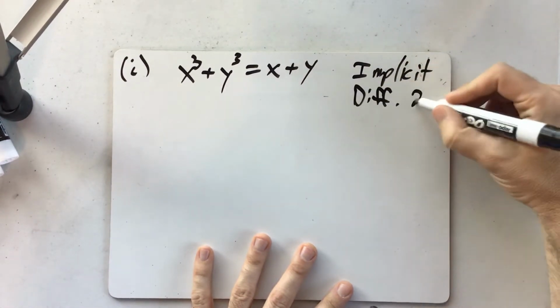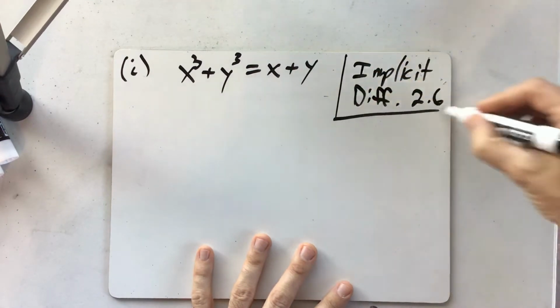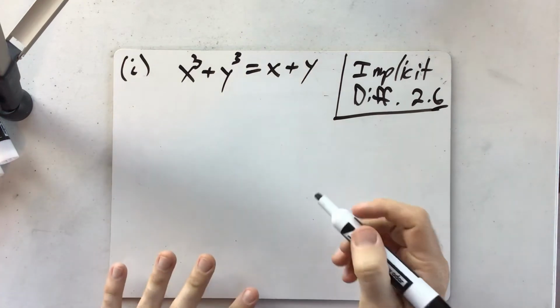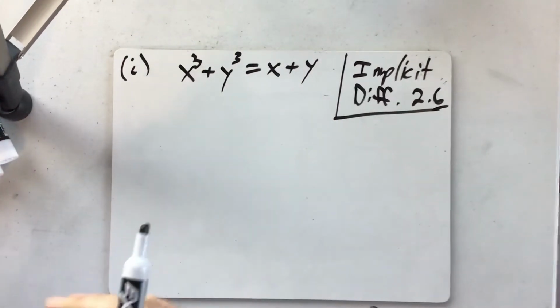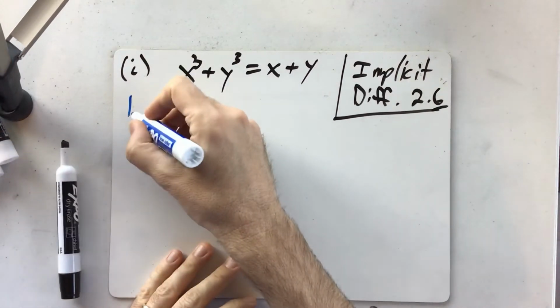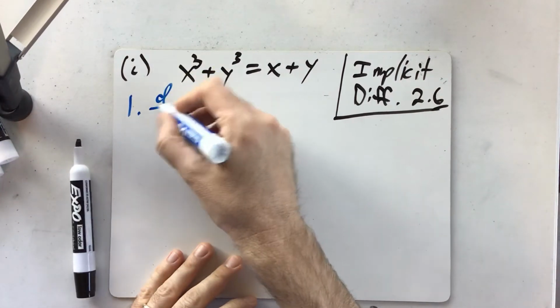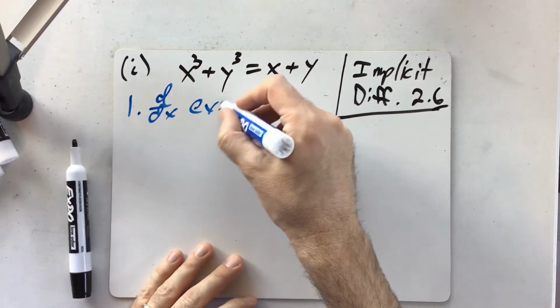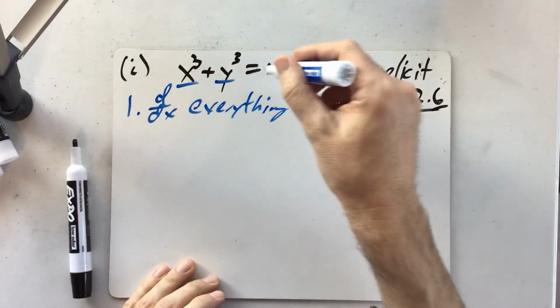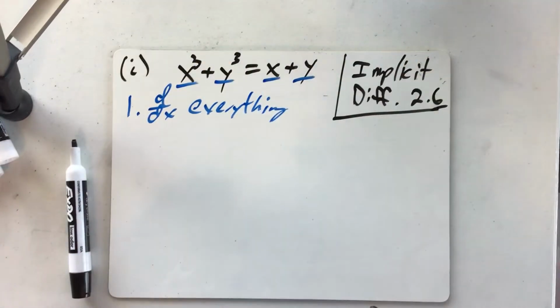Implicit differentiation, and this is section 2.6. If this doesn't make sense to you, you should go back and rewatch the 2.6 video or work on some of the 2.6 homework to make sure you're on top of things. Okay, let's do it. What do we do when we do implicit differentiation? Step one is we dx everything. So we take the derivative of this and this, both sides.